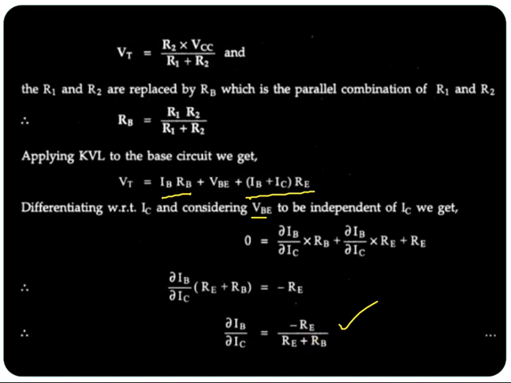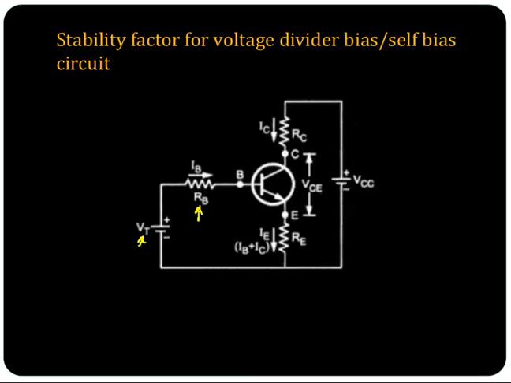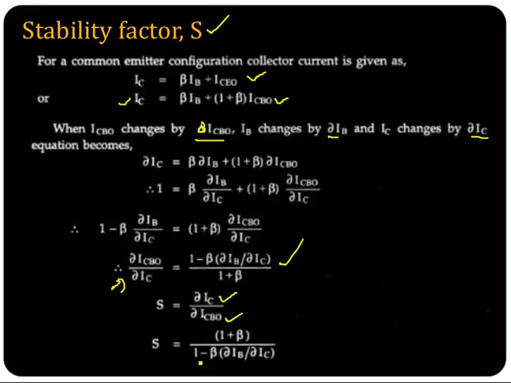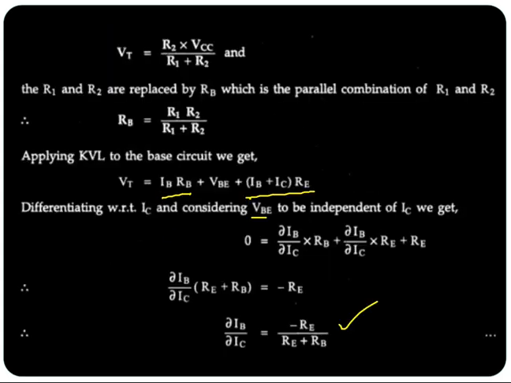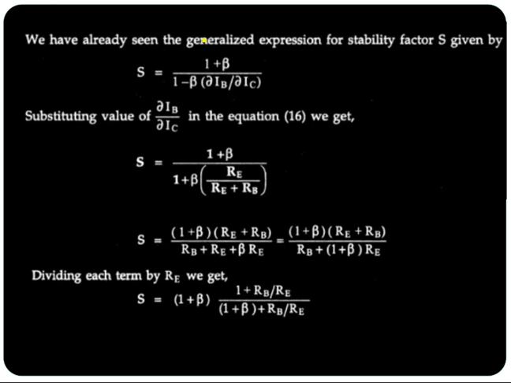Why do we need dou IB by dou IC here? Because you see this expression S is given by 1 plus beta by 1 minus beta into dou IB by dou IC. So in order to substitute there, you have derived the expression for dou IB by dou IC for this voltage divider bias circuit, taking its Thevenin equivalent. Okay. Now that will give you the stability factor S.